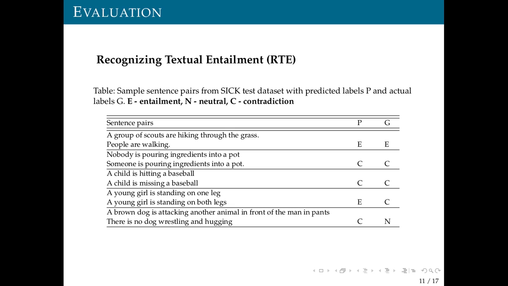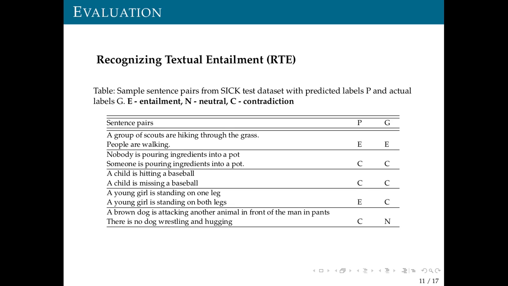In the first example, you see there's very little overlap, still the model correctly predicts the relation as entailment. In the second example, there's again high overlap but a change in the noun. So, nobody is replaced by someone. So, the model correctly identifies this as a contradiction. In the third example, again the verb hitting is replaced by missing. Again we have a contradiction which the model correctly identifies.